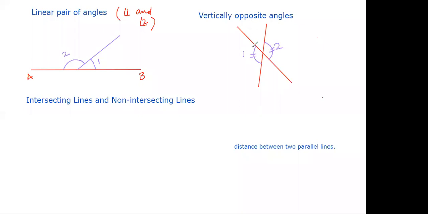Similarly, students, we have angle 3 and angle 4. These are also equal. Angle 3 is equal to angle 4. Angle 1 is equal to angle 2. Angle 3 is equal to angle 4. These two pairs of angles are vertically opposite angles and they are equal. Then come students, what is intersecting lines and non-intersecting lines and what is the distance between two parallel lines?